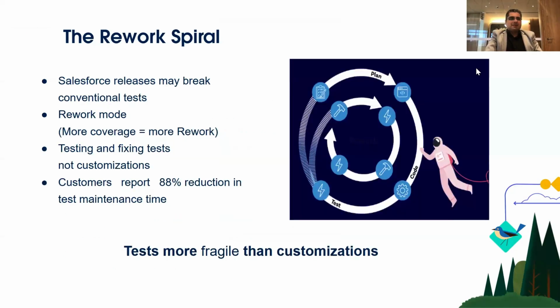Cool. The Rework Spiral. So what happens, right? If you don't focus on the quality of your release, there is something called the Rework Spiral, which we enter as an organization or as a team. What is the Rework Spiral? Firstly, let's understand, since most of you know Salesforce, Salesforce has releases and there may be breaks in conventional testing. What I mean by that is Salesforce has 3 yearly releases that may introduce changes that can break conventional tests if not managed proactively.